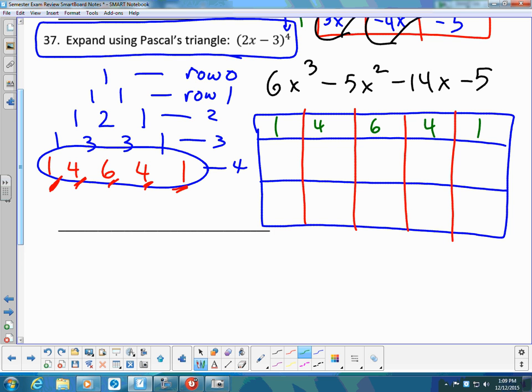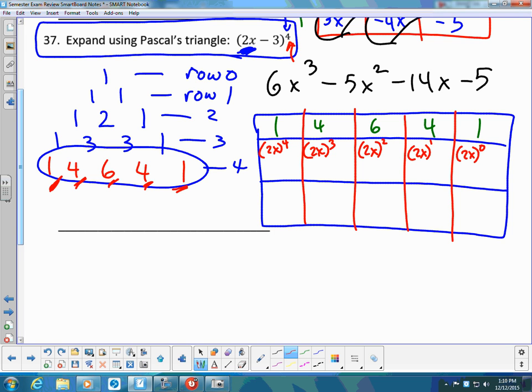All right, and then when I want to fill my next row out, I'm going to take this 2x right here, and I'm going to raise it to this 4th power. So I'm going to have 2x in parentheses to the 4th. Then the next column over is going to be 2x quantity to the 3rd, then 2x to the 2nd, then 2x to the 1st, and then 2x to the 0.